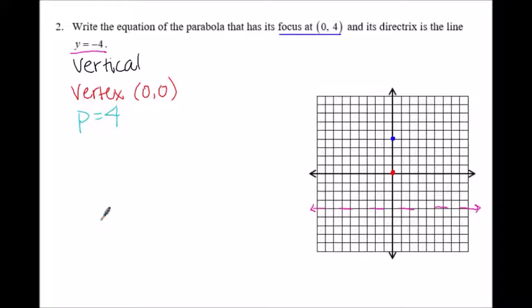Now, you need to be careful here and check your signs for p. The parabola will always open so that the focus is on the inside of the parabola. So we can double check. That means that our parabola will open up, so p should be positive. Now we have all the information we need to write the equation. So we know it's a vertical parabola. So we have x² = 4 times p times y.